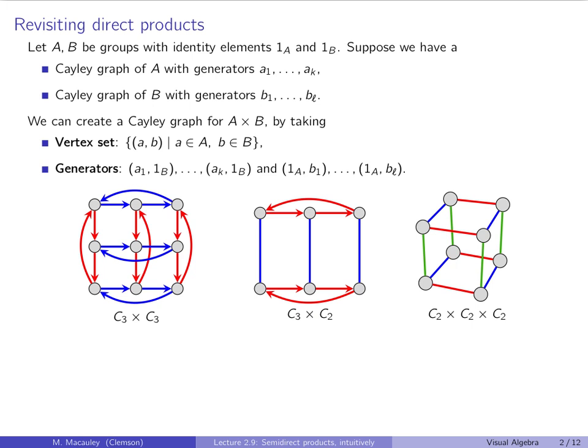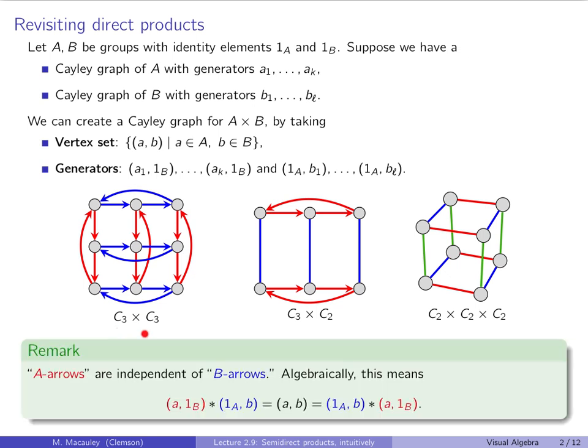We can create a Cayley graph for the direct product A cross B, where the vertex set is, of course, all ordered pairs of things in A and things in B, and then the generators can be taken to be ordered pairs of A generators with the identity element in B and the identity element in A with generators from B. Here are three examples: C3 cross C3, C3 cross C2, C2 cross C2 cross C2. This should not come as a surprise.